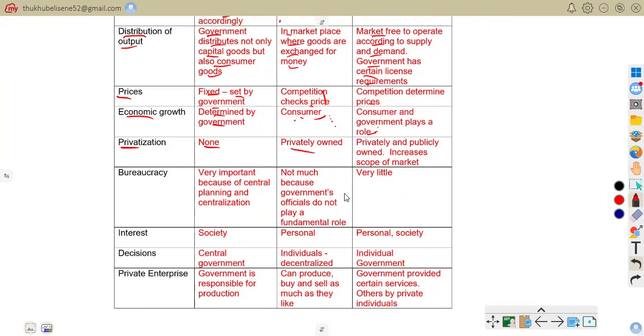But under market, privately owned. So it means fully private ownership. But under mixed economy, privately and publicly owned. So increased scope of market. So here we are saying both private and public ownership. So that is that, good people.